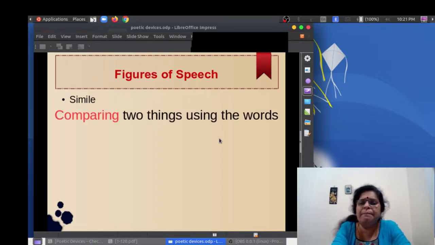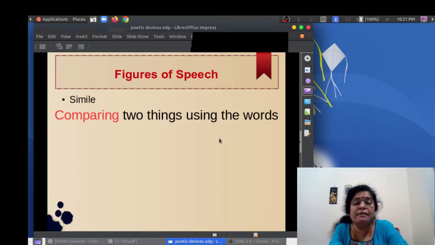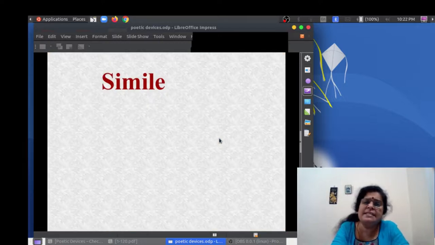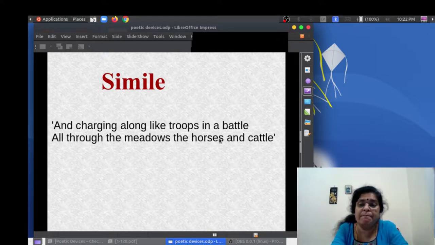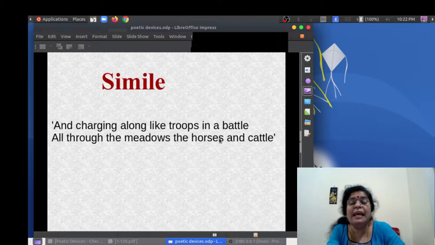What do you mean by simile? Simile is comparing two things using the words like or as. Is there any simile in our poem From a Railway Carriage? Read the poem and try to find out a simile. Yes, there is a simile. Charging along like troops in a battle.